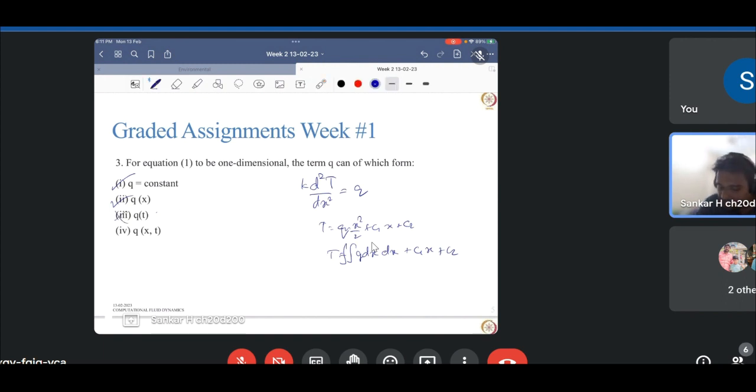Similarly, the same answer goes for the fourth part also. Q cannot be a function of time, because we have explicitly mentioned a steady state problem.